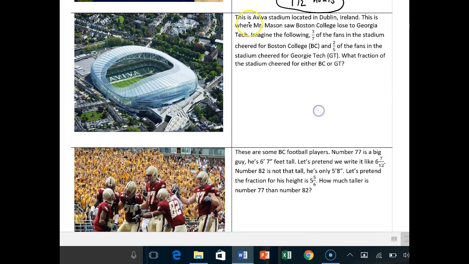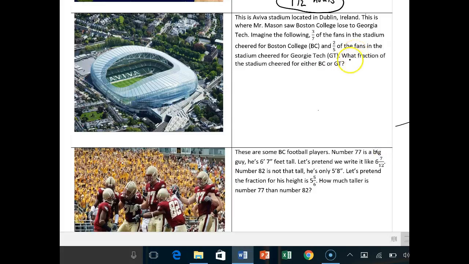Question number 2. This is Aviva Stadium located in Dublin, Ireland, right here. This pretty cool looking stadium right here. This is where Mr. Mason saw Boston College lose to Georgia Tech. Imagine the following. 3/7 of the fans in the stadium cheered for Boston College, BC, and 2/5 of the fans in the stadium cheered for Georgia Tech, GT. What fraction of the stadium cheered for either BC or Georgia Tech?